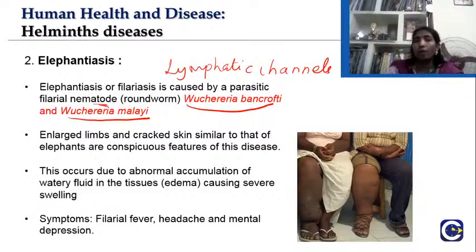So sometimes edema of the limb, even the groin, scrotum, and even the mammary gland in the female cases we have seen. So enlarged limbs and cracked skin, very characteristic. This edema, swelling is what we observe. They have fever, which we call the filarial fever. So that is quite common.